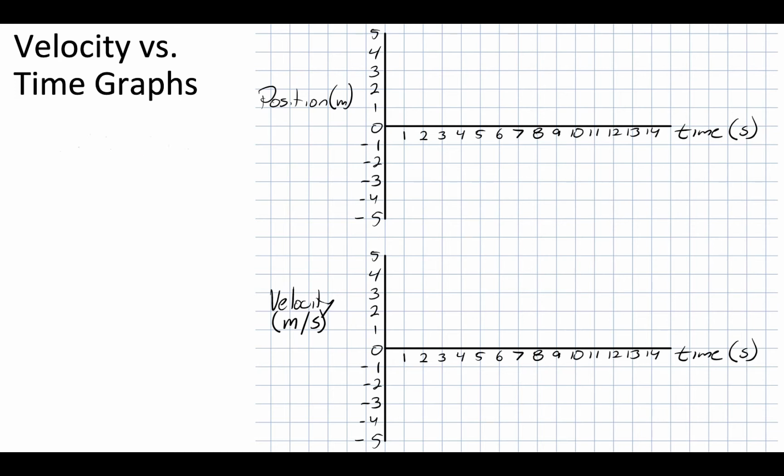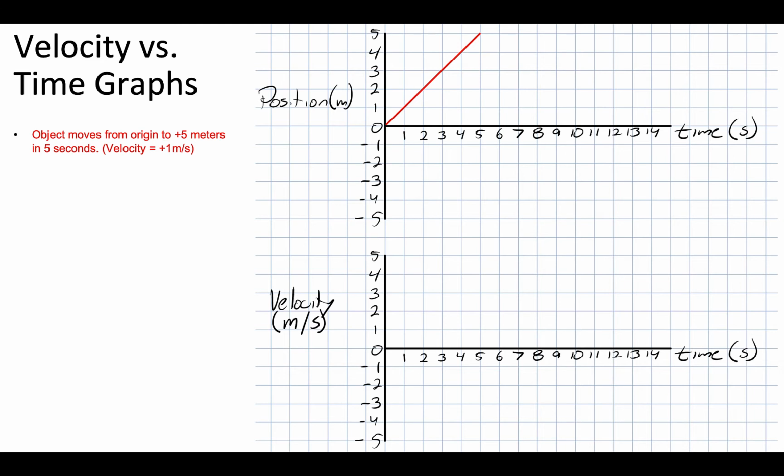All right, so our first motion is going to be the object moving from the origin to a position of positive 5 meters or 5 meters in front of the origin, and that's going to take 5 seconds. So on our position versus time graph, that's going to look like this. We see a change in position from the origin to a position of 5 meters in front of the origin, and that took 5 seconds to do that. So our velocity is a positive 1 meter per second.